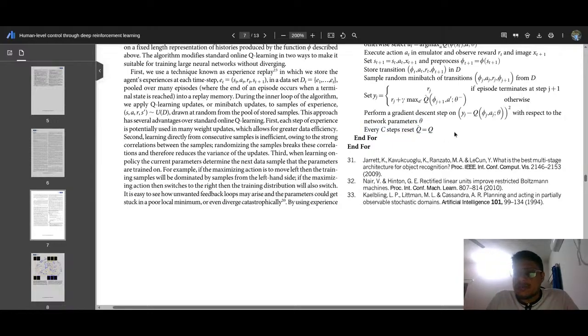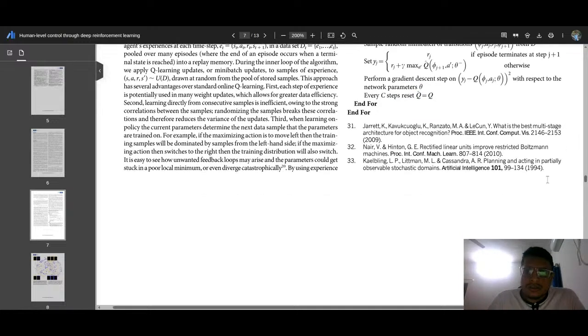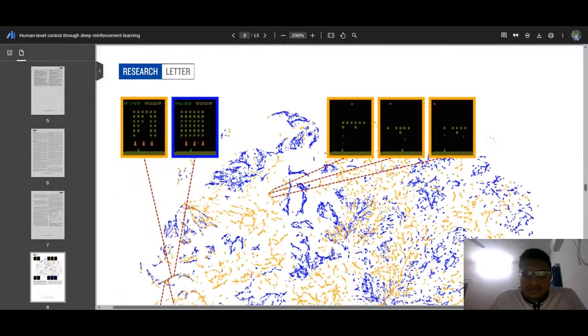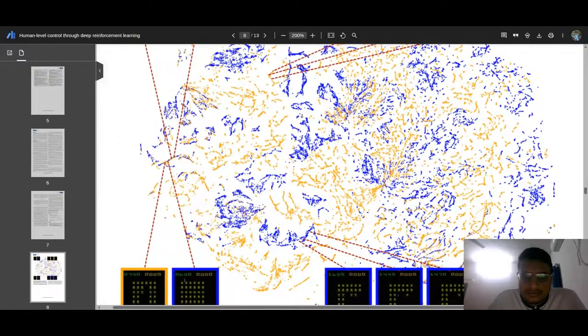Okay, when we think about the output mechanism, we can think about the input output value, so we can create a random minibatch of transitions and perform a gradient descent step on this with respect to the network parameters theta. Every C steps, reset Q-hat equal to Q. Page number 8 of 13.